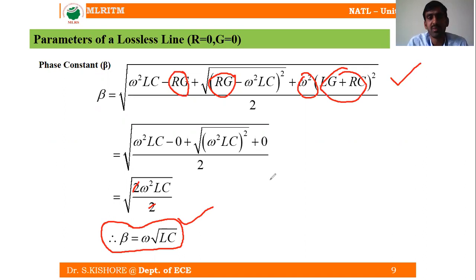The same equations can be interpreted for the distortionless line conditions also, with the same values, because for the distortionless line also R is going to be equal to 0 and G is going to be equal to 0.